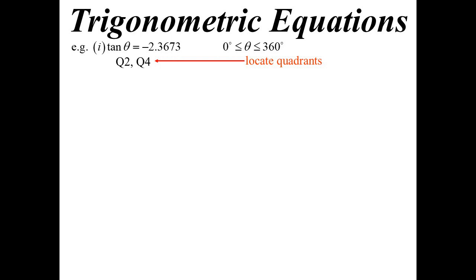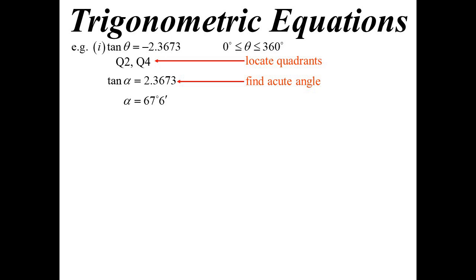So the first thing we need to do is work out which quadrants we're in. Well, tan's negative, so I must be in the second or the fourth quadrant. Then, what was the acute angle in that quadrant? That's what we want to find. And in order to find the acute angle, I need to make that a positive number. I'll just change the pronumeral so I don't get confused. So tan alpha is 2.3673, works out that acute angle is 67 degrees 6.